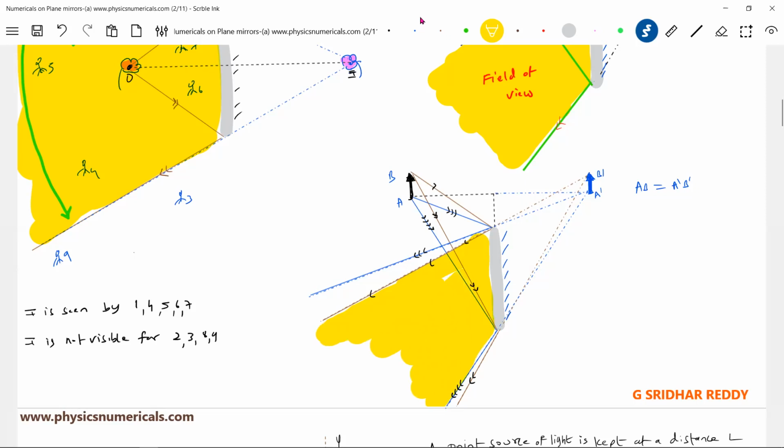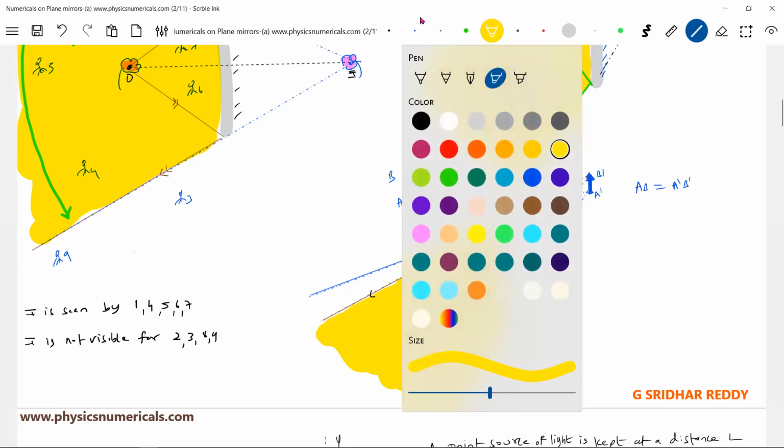A rough ray diagram, because I'm not drawing to scale. This yellow color region is what? The field of view. This is the mirror. Where is the mirror? This is a mirror. Okay, now I think I demarcated the boundaries properly.